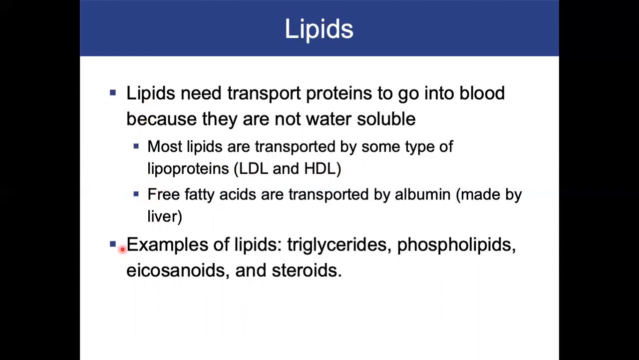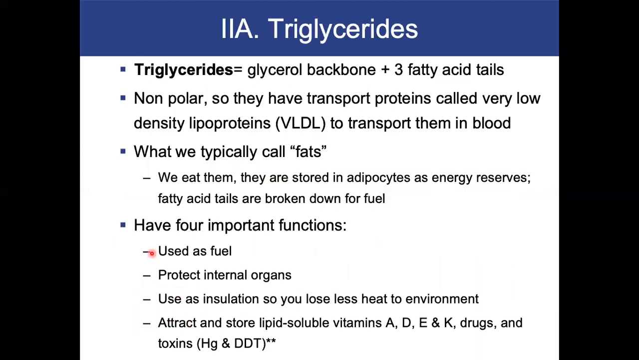Examples of categories of lipids are triglycerides, phospholipids, eicosanoids, and steroids. These are the categories of lipids, and we're going to talk about each of them. Triglycerides. Tri means 3, glyceride, so it's a glycerol backbone plus 3 fatty acid tails. It's nonpolar, so it's transported in the bloodstream using very low density lipoproteins, VLDL.